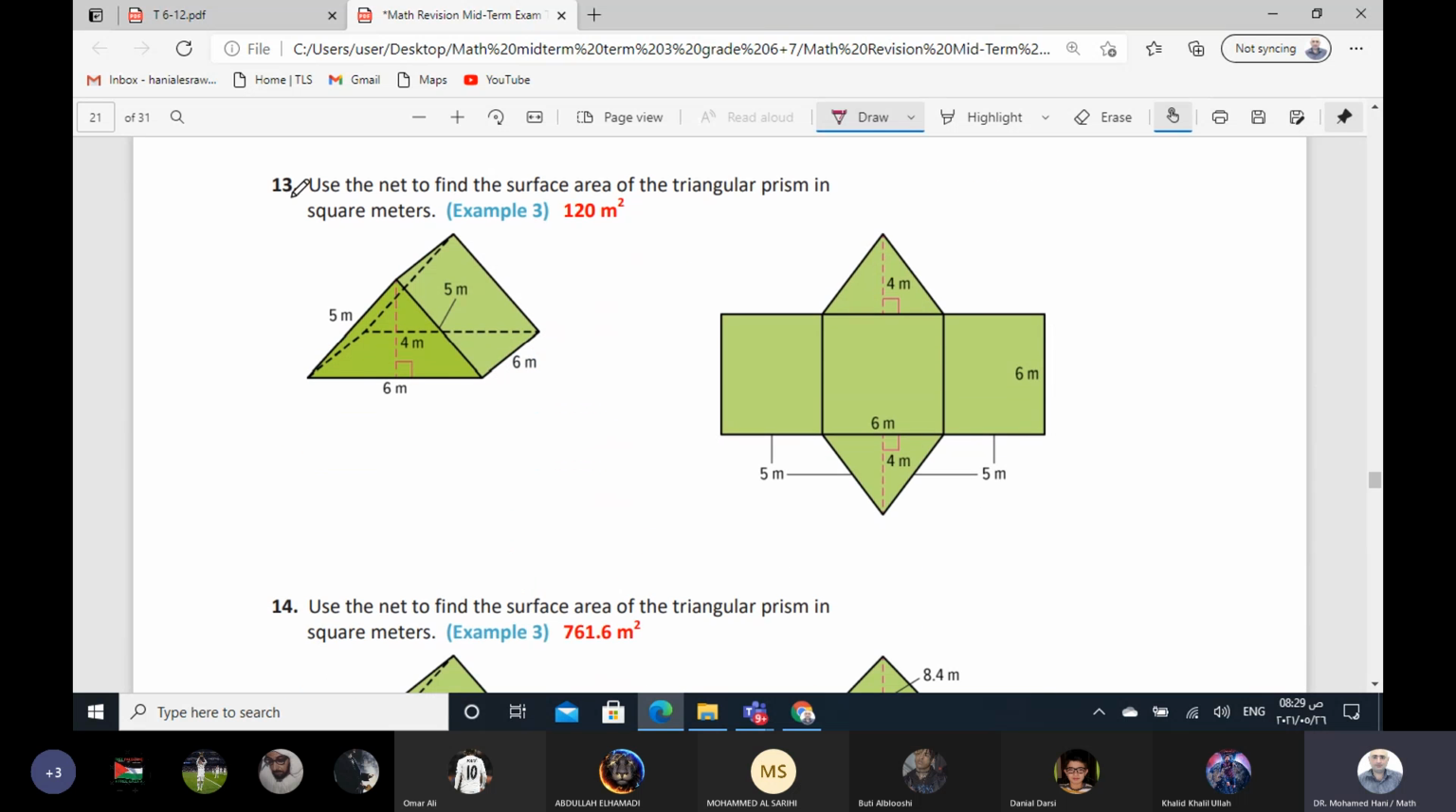And this question, number 13, use the net to find the surface area of the triangular prism in square meters. We have this net. I want all of you to try to find the surface area, then tell me your answer. Start, please.